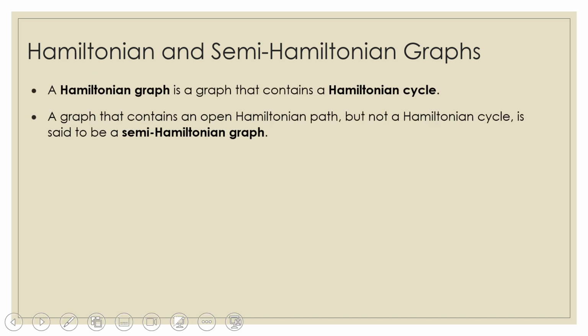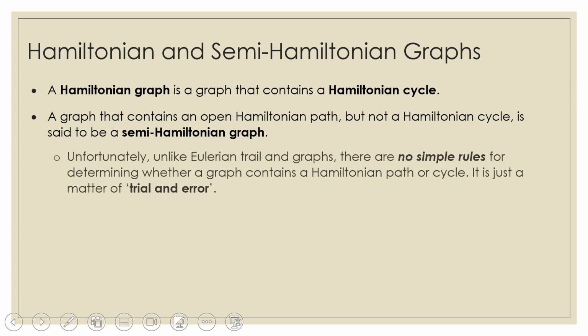Hamiltonian graphs start and finish at the same vertex. A graph is said to be semi-Hamiltonian if it is open, so that means that you start and finish at different vertices. However, you've passed over all of the vertices. There are no rules, it's trial and error for this one.